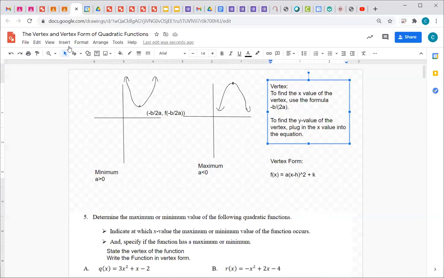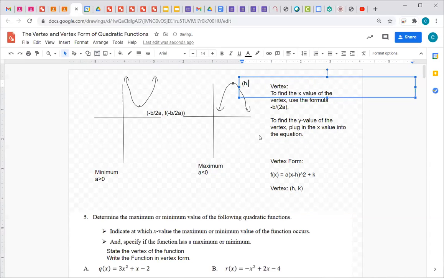So what's h and k? Well, h and k is another way of saying the vertex. So the vertex can also be stated as h and k. In other words, h will be negative b over 2a, and the k value, you have to plug in the function. So again, the same thing, we could write it up here, h and k. Again, notice that it is x minus h, so you're going to have to do the negative of this.